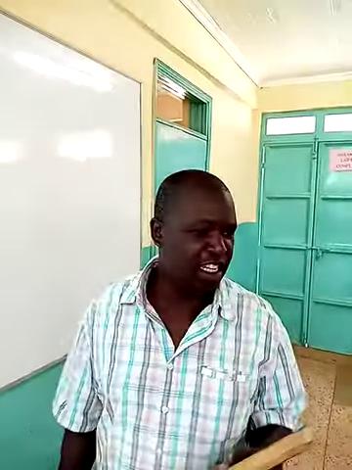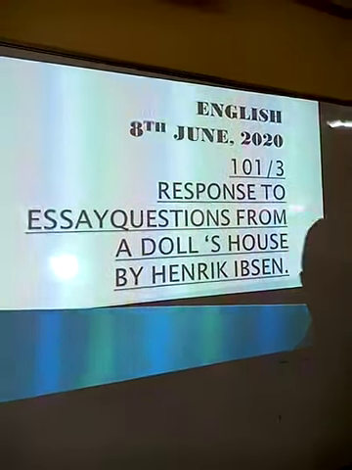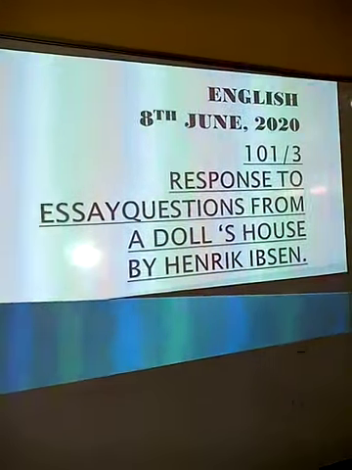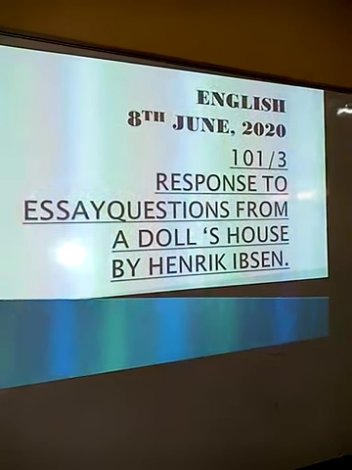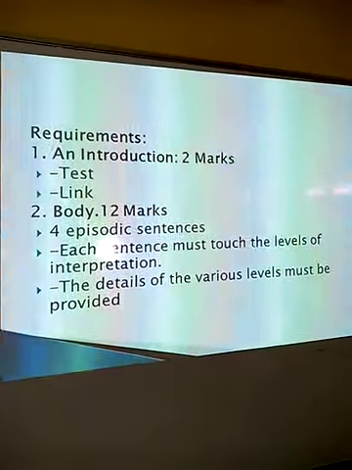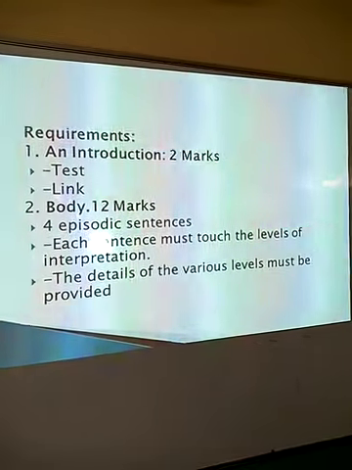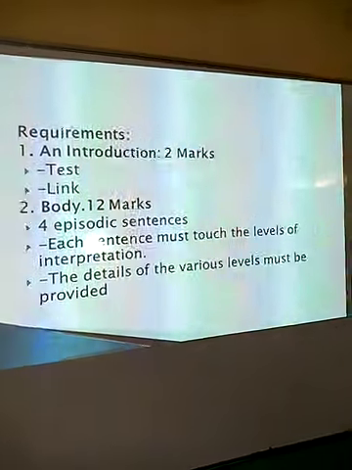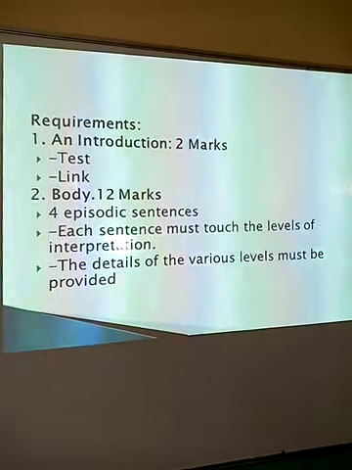Once more, we are here for English, and in particular, paper 3 in A Doll's House. Now, this is what we have. First of all, we need to look at A Doll's House once more, and we look at the questions that will help us understand the book better. One thing we need to remind ourselves is about the requirements. First of all, there is need to have the following areas.